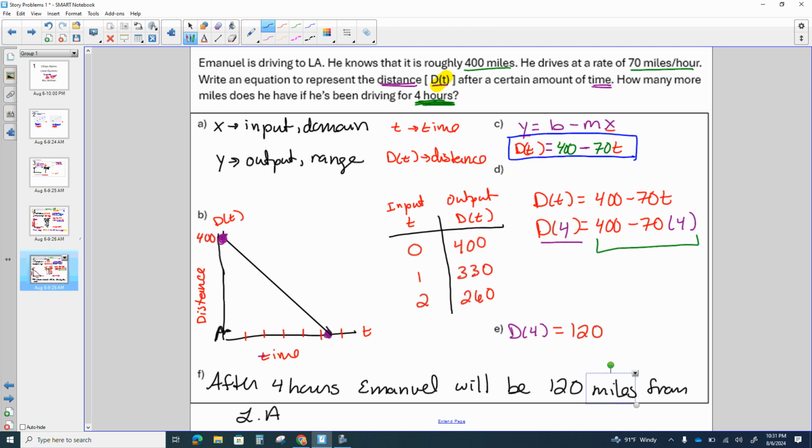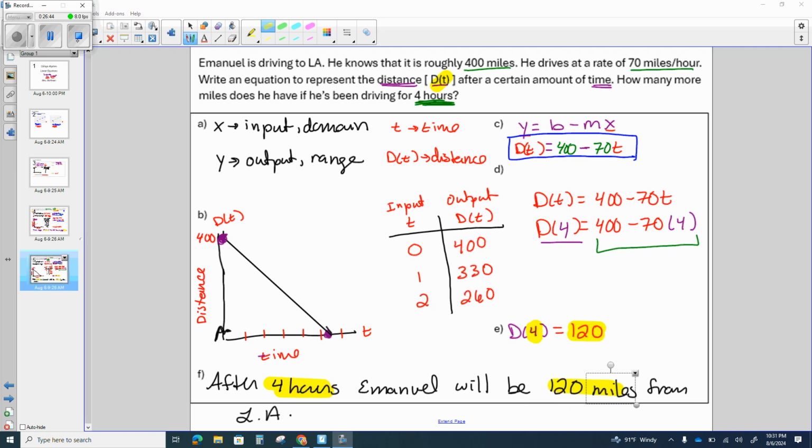So some of you might have said after 4 hours he still needs to go 120 miles, or there's all different ways that you can answer a story problem. They can be in your words. What I'm looking for is that you represented the 4 hours, your input, and you have the 120 miles, your output. So you need to make sure that you tell me and you have their units that represent what's in the story problem. Well, that pretty much concludes this.